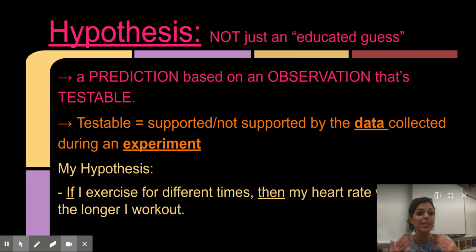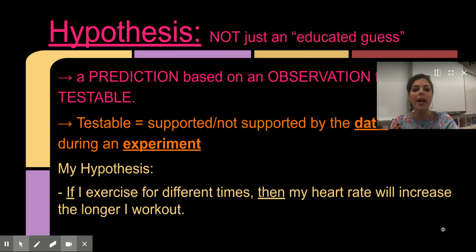So that means that you need to be able to collect data on it. You need to be able to set up an experiment. And that is the important part of what a hypothesis is. Okay. So if I exercise for different times, then my heart rate will increase the longer I work out. That is a hypothesis. Okay.